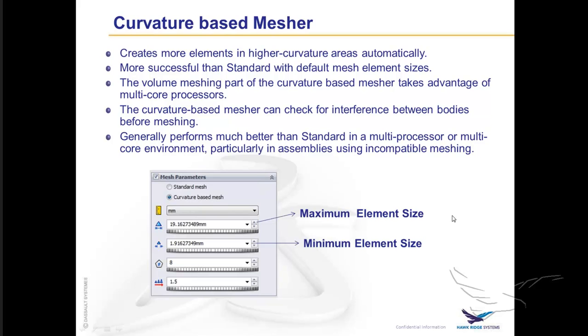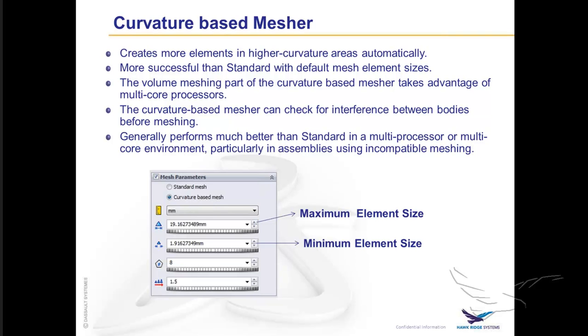So now we have the curvature-based mesher. As a summary, the curvature-based mesher creates more elements in areas of higher curvature. It tends to be more successful than the standard mesh with default mesh element sizes. The volume meshing process of the curvature-based algorithm takes advantage of multi-core processors very well, and therefore, it generally performs much better in a multi-processor environment, particularly in assemblies.